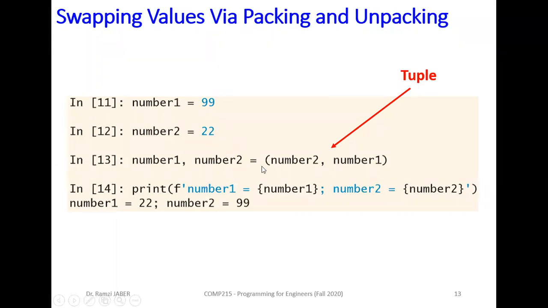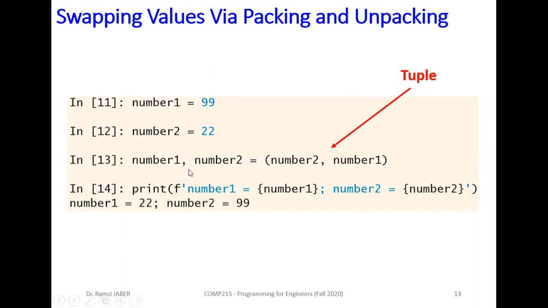In C, C++ or Java, if we want to swap two variables, we must write it in 3 lines. We must use a temporary variable: temp equals number1, number1 equals number2, number2 equals temp. So swapping in C, C++ and Java is done in 3 statements, in 3 lines. Here in Python, we do it in 1 line. We can swap two numbers in just 1 line using packing and unpacking of lists or sequences.